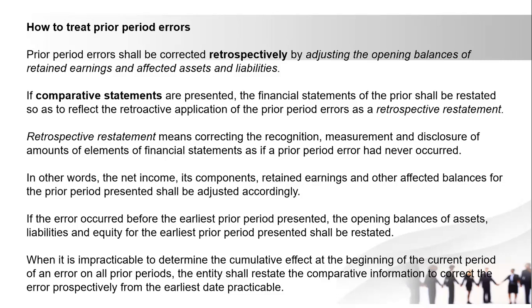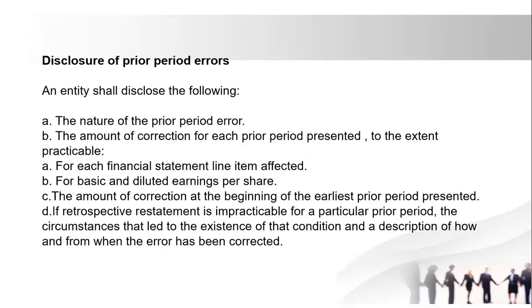When it is impracticable to determine the cumulative effect at the beginning of the current period of an error on all prior periods, the entity shall restate the comparative information to correct the error prospectively from the earliest date practicable.